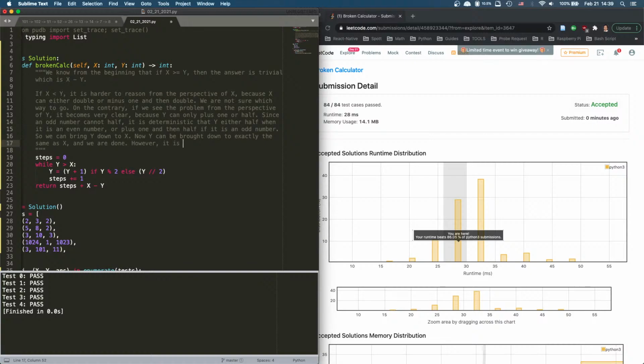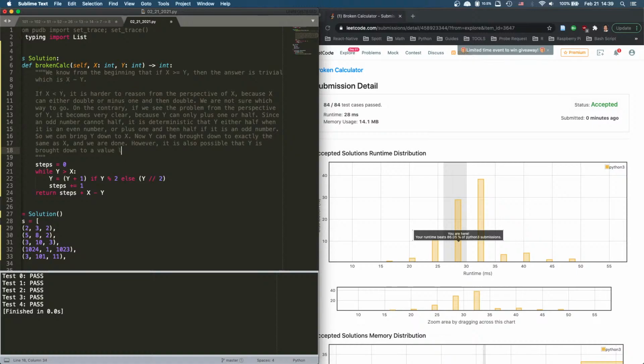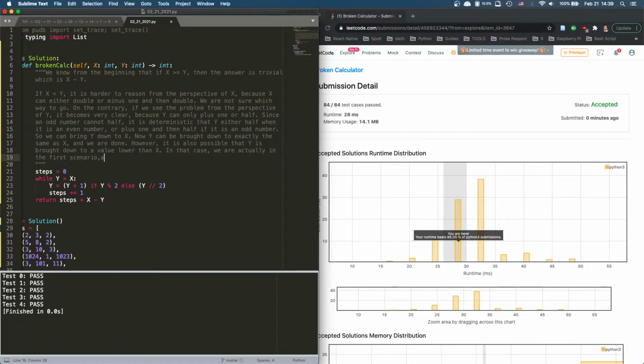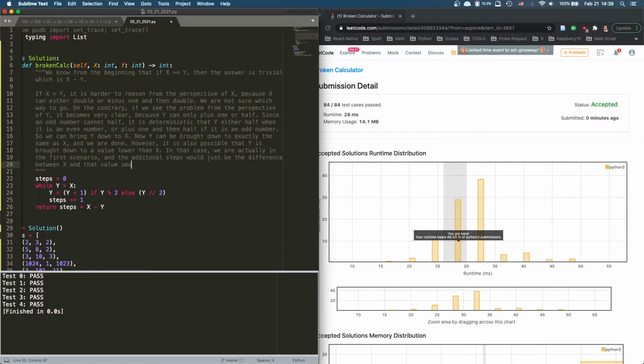However, it is also possible that y is brought down to a value lower than x. In that case, we are actually in the first scenario, and the additional steps would just be the difference between x and that value smaller than x.